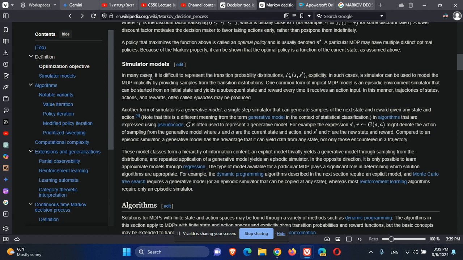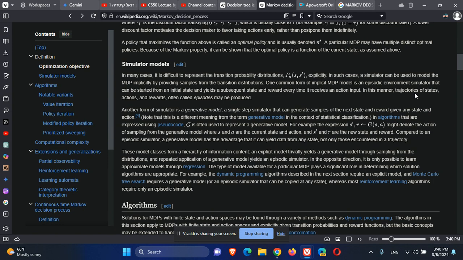Simulator models. In many cases, it is difficult to represent the transition probability distribution explicitly. כלומר, קשה לדעת מה ההסתברות. Explicitly, in such cases, the simulator can be used to model the MDP implicitly by providing samples from the transition distributions. One common form of implicit MDP model is an episodic environment simulator that can be started from an initial state and yields a subsequent state and reward every time it receives an action input.